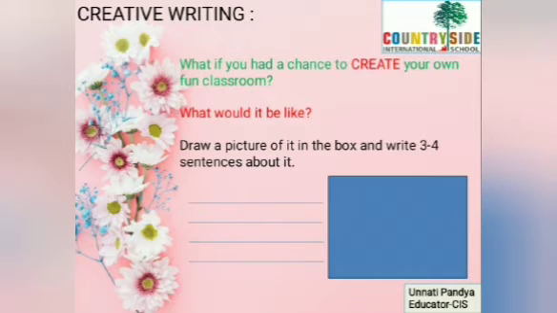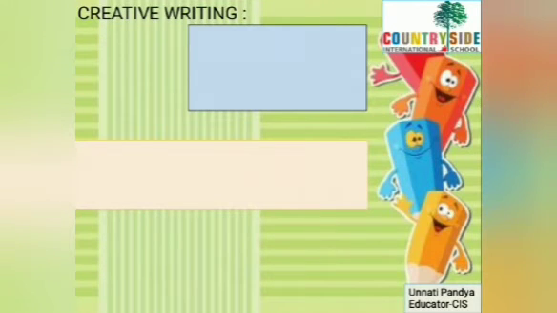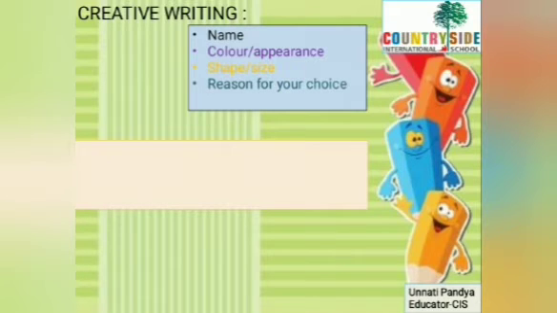Now after thinking through all these aspects, you have to draw a picture in the box which is given in the student book, and you also have to write 3 or 4 sentences about your own classroom. You may think over the following points in order to write about your own fun classroom.